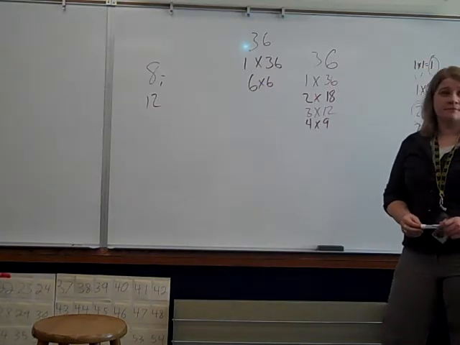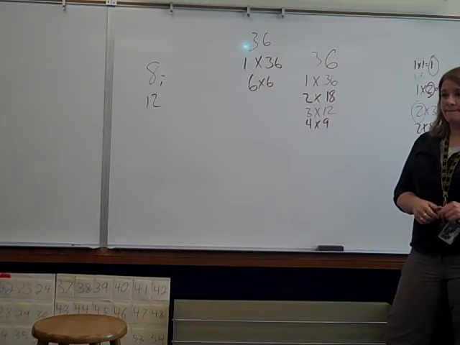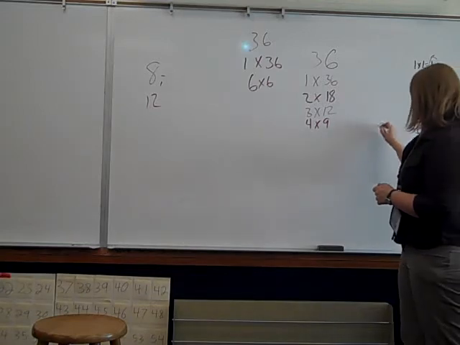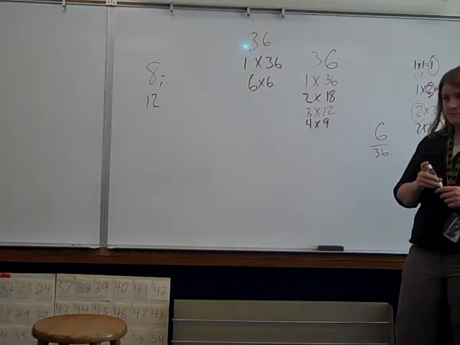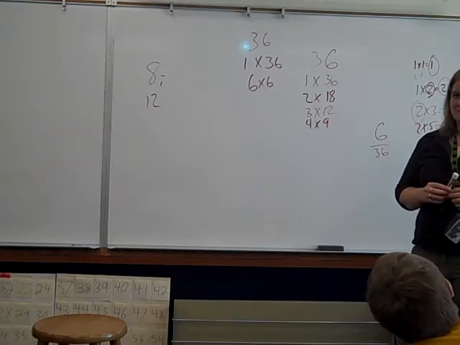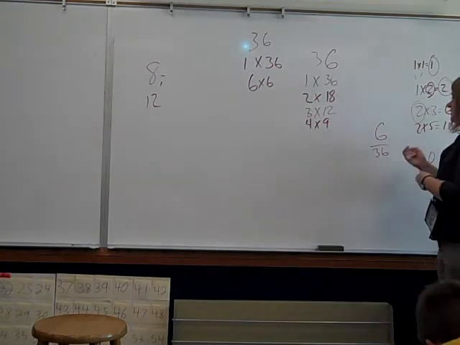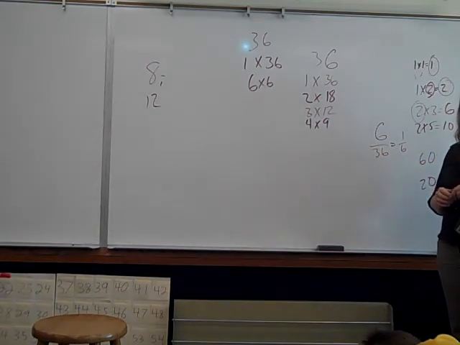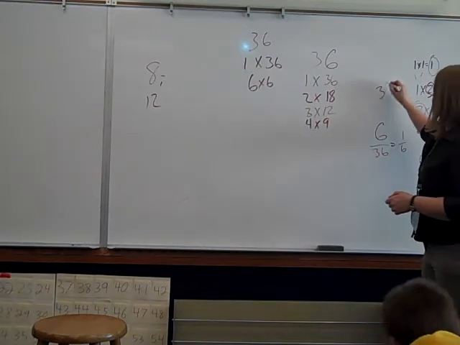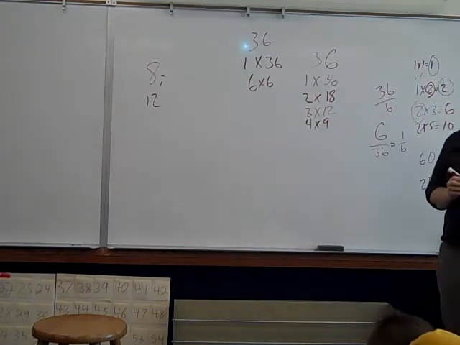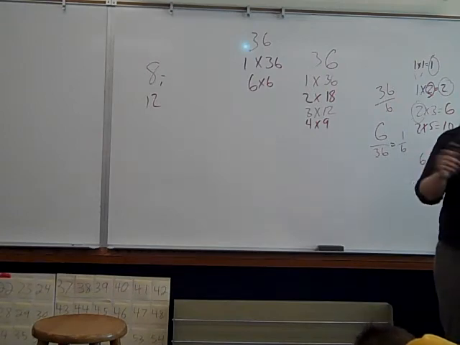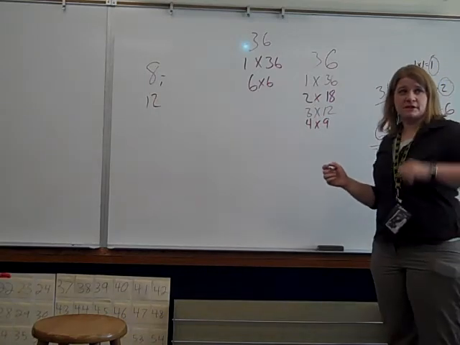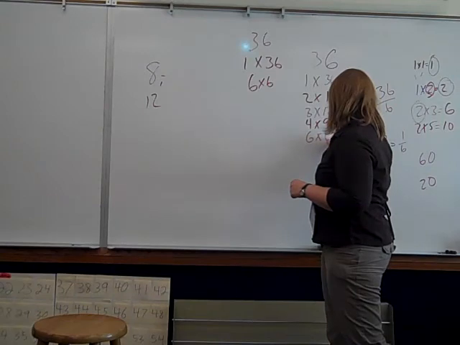Is 6 a factor? Yes. If I wasn't sure, how could I figure it out? 6 divided by 36? Is that going to come out evenly? No, it's not. It's going to come out to 1/6. We need to do it the other way around. We need to do 36 divided by 6. Make sense? Have to say them in the right order, otherwise it doesn't work. So 36 divided by 6 is how much? 6. So we have 6 times 6.